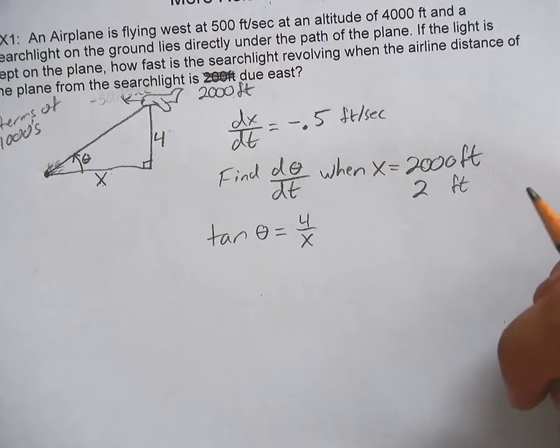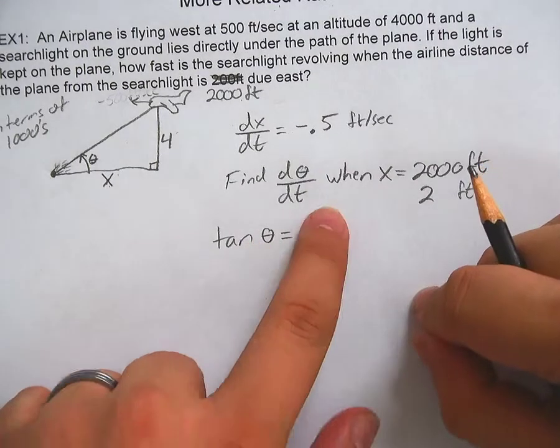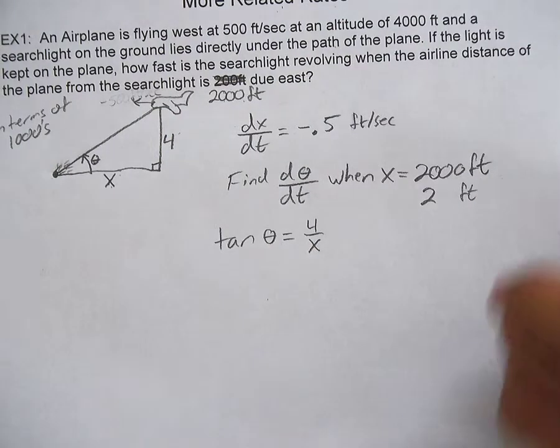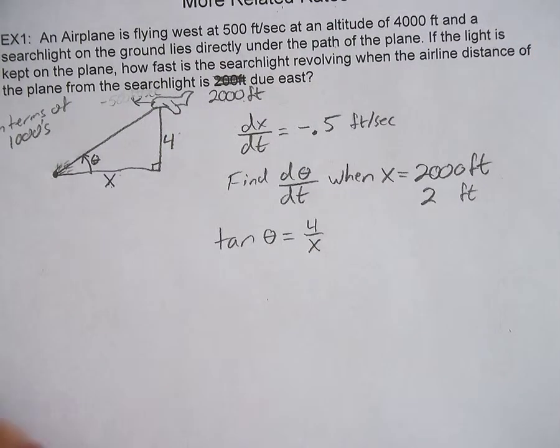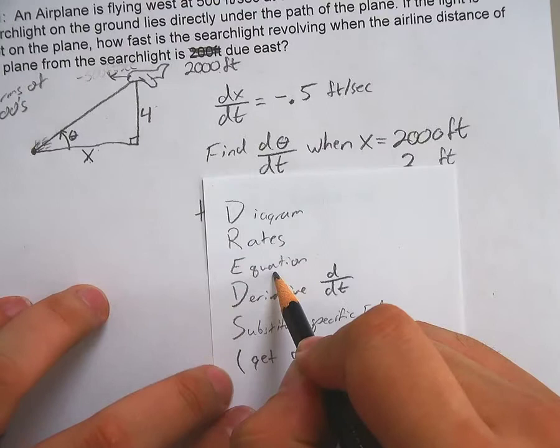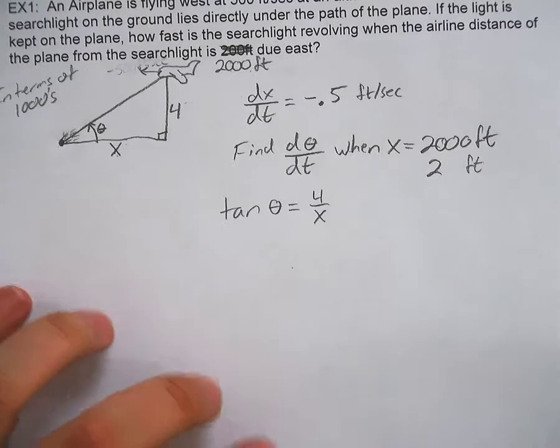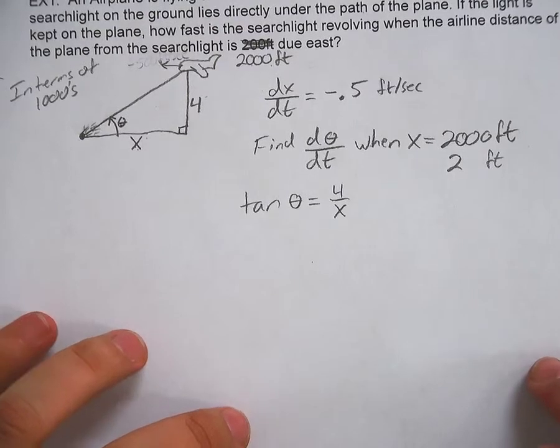Tangent. If I wanted to, I could have done cotangent is x over 4. But that's ridiculous. So after you find your equation, what was the next step? Derivative with respect to time. So let's find a derivative with respect to time here.